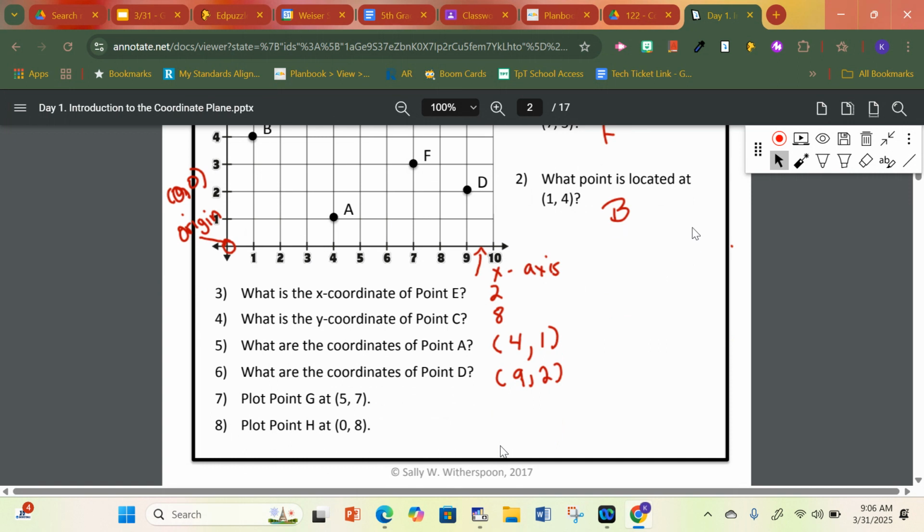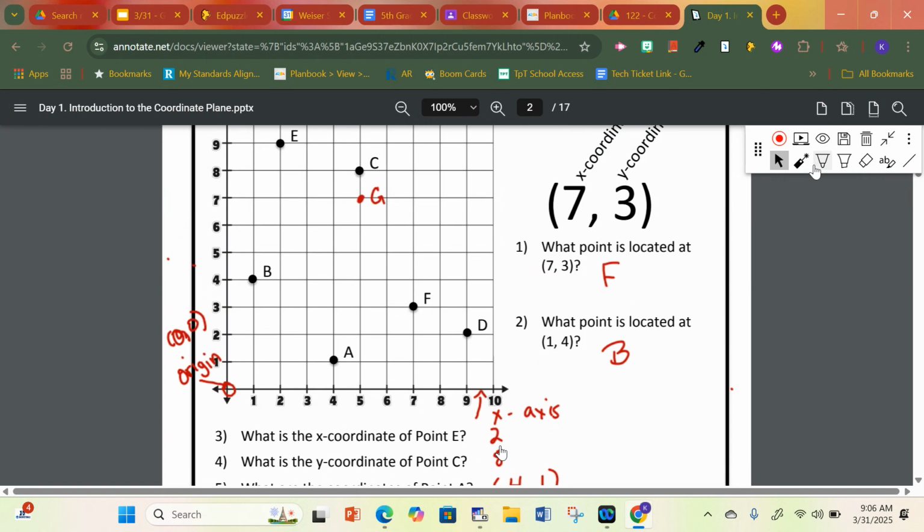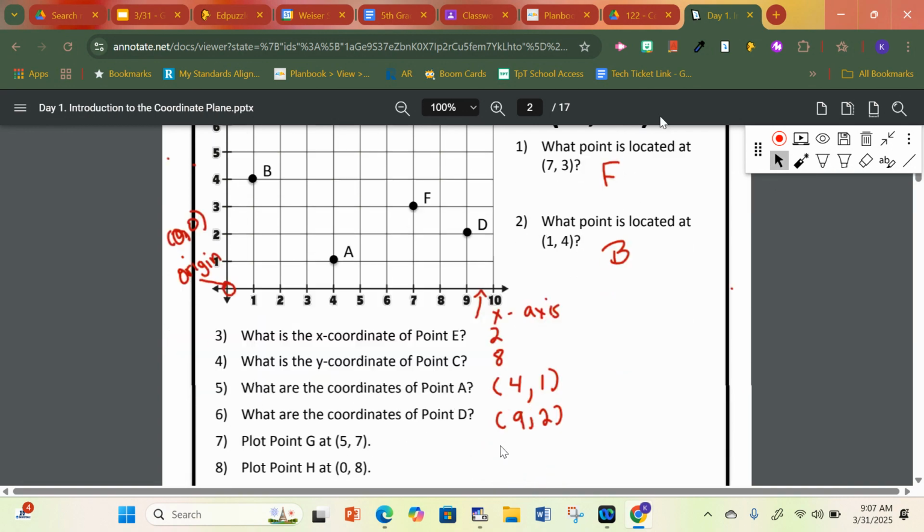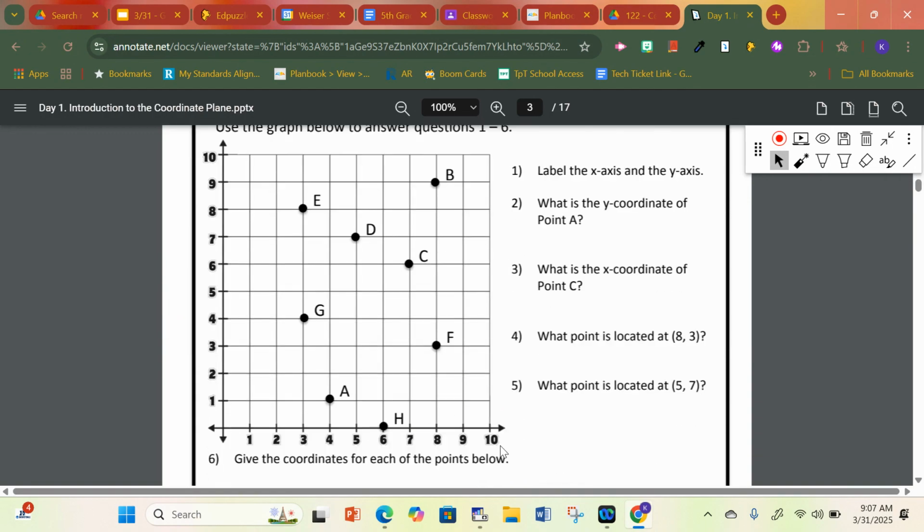Okay, plot H, which is 0, 8. How far am I going to go over? 0. How far am I going to go up? 8. So I'm plotting right here, and what am I going to name that? H.